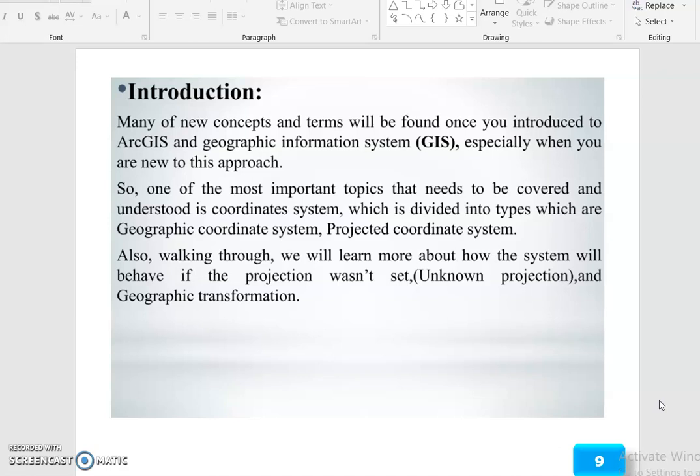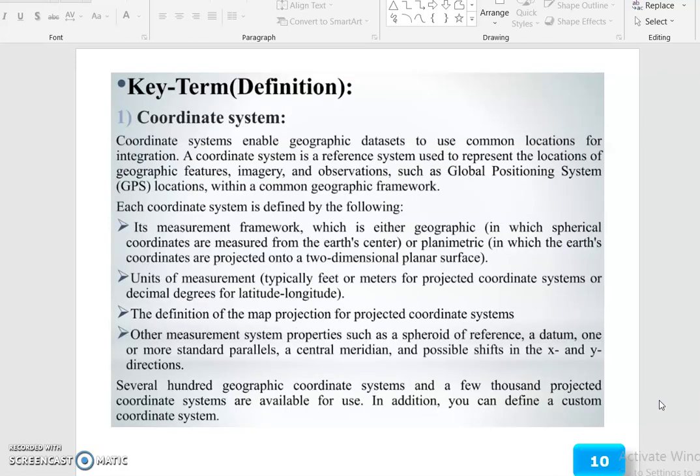So one of the most important topics that needs to be covered and understood is coordinate system, which is divided into types, which are geographic coordinate system and projected coordinate system. Also, walking through, we will learn more about how the system will behave if the projection was not set. So unknown projection and geographic transformation. The key term definition: coordinate systems enable geographic data sets to use common locations for integration.